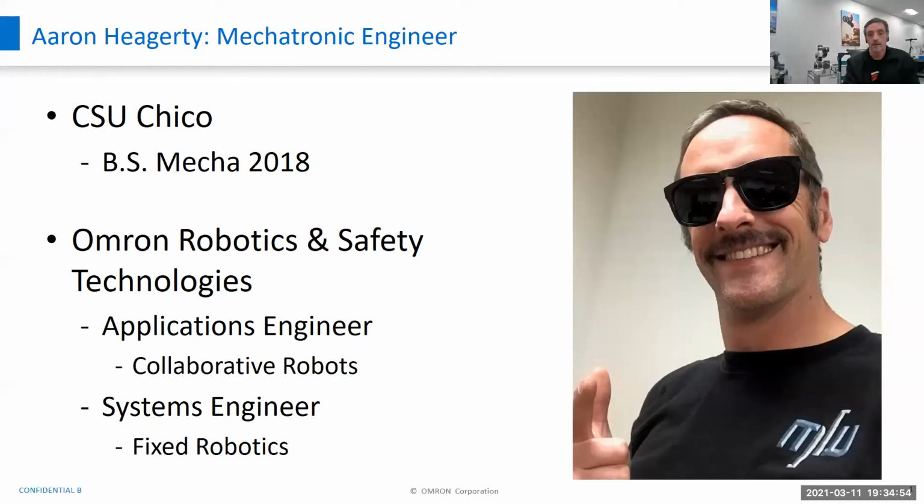Yeah. Great. So, as you mentioned, I graduated CSU Chico in 2018 with a mechatronic engineering degree. Chico is one of the few colleges west of the Mississippi with an ABET accredited engineering degree. Others just combine mechanical and electrical into an overall coursework. So I work as an application engineer on collaborative robots.